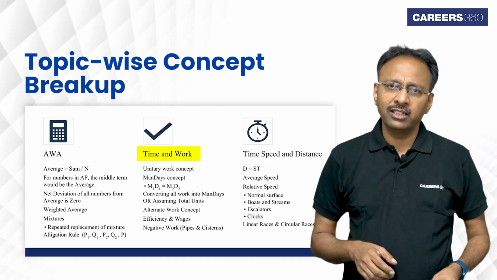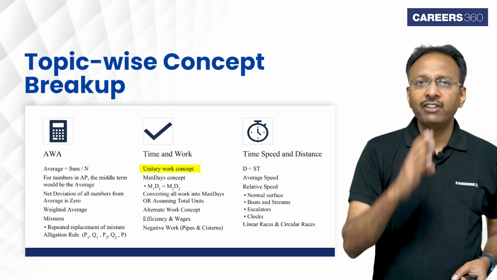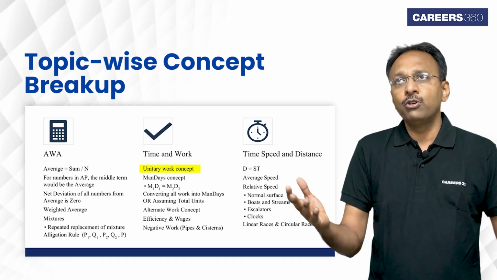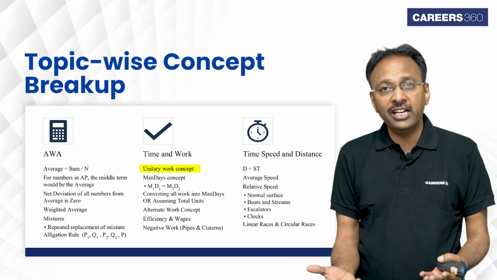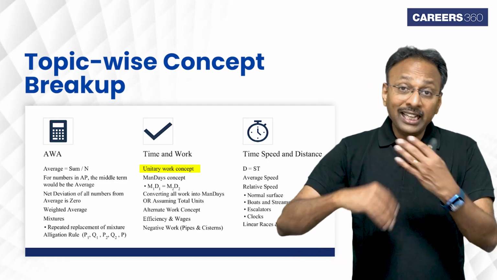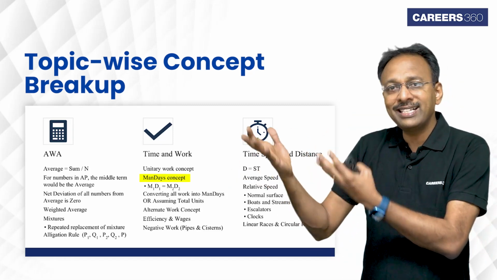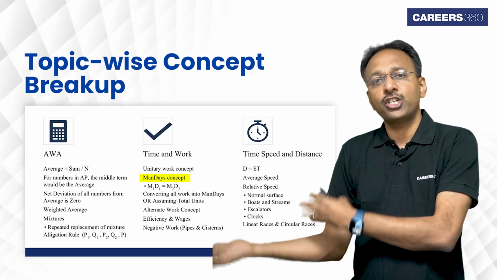Then look at time and work. Time and work has the unitary work concept. It's not really required, but people look at it. Abe can do a piece of work in 10 days. So in 1 day, how much can he do? 1/10 of the work. But there is something else which comes in as the man days concept. How many man days does it take to finish a work?